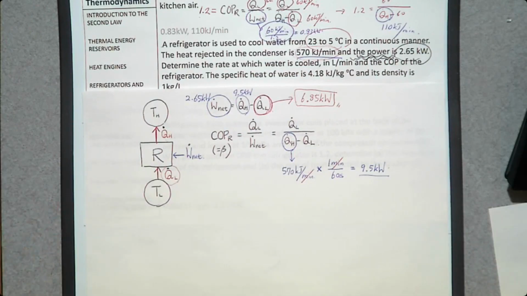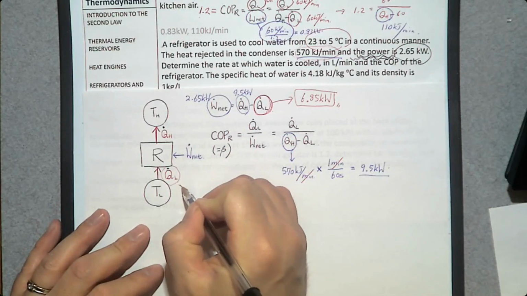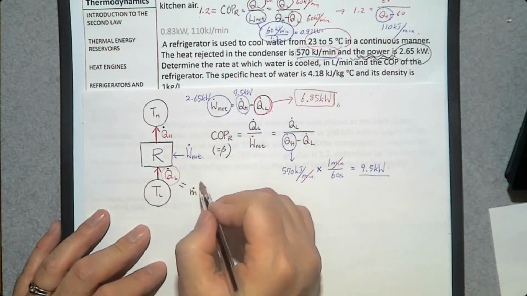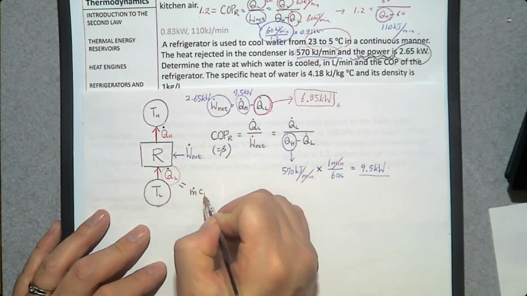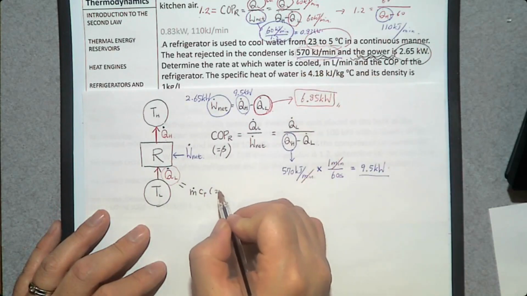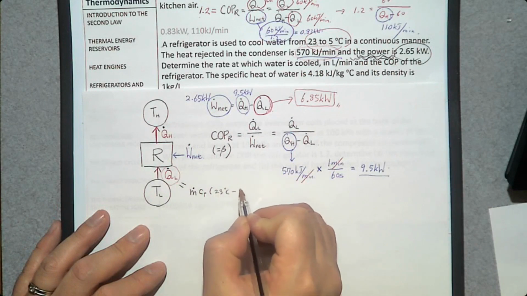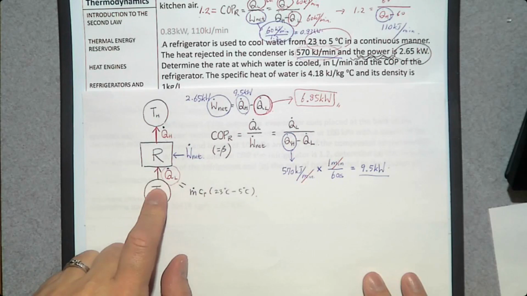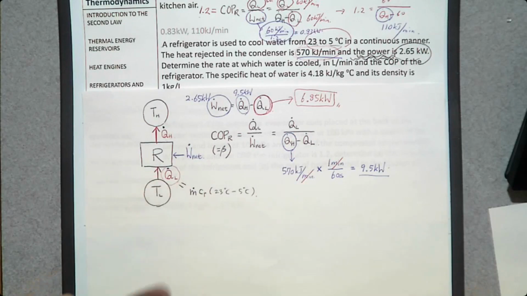So let's do that. This Q dot L can be determined by m dot times specific heat times temperature difference, which is 23 minus 5. By the way, if you are not sure how to get this equation, this evaporator is a heat exchanger, so you can use the energy balance equation for heat exchanger.